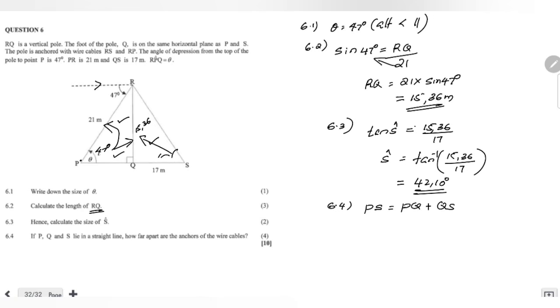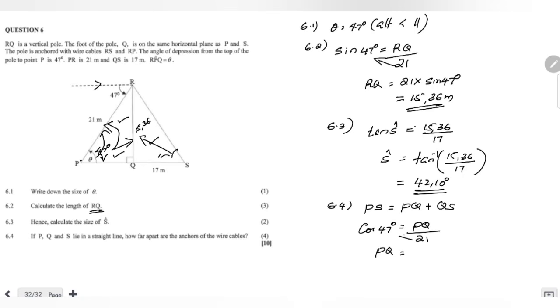So 47 is one of the acute angles, then 21 is given, so I'm going by trigonometry. You can even use Pythagoras, because two sides are there. We can use Pythagoras to find the third side, but I'm going with trigonometry. 47 degrees is the angle, 21 is the hypotenuse, and I have to find PQ, which is the adjacent, right? So cos 47 degrees is equal to adjacent, which is PQ, over hypotenuse, which is 21. Clear?